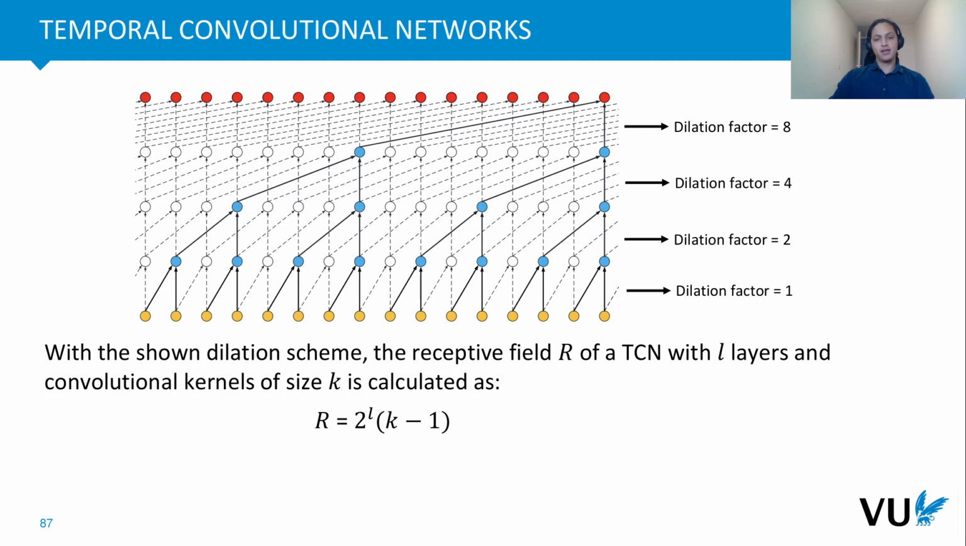If we follow this dilation scheme shown here, and denote the receptive field of the network by R, the total receptive field of such an architecture is given by 2 to the power of L, where L is the number of layers, times K minus 1. This is exactly the same formula as before, just replacing the D by 2 to the power of L, because that's the receptive field of the layer on the top of the entire convolutional network, as shown here.